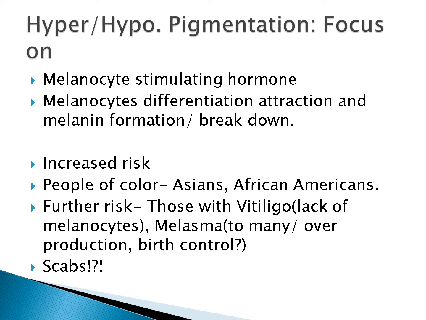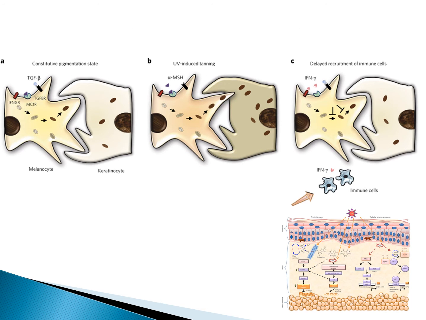Now let's look at some diagrams to show us more about that. So as you can see, this is the constitutive pigmentation state. So basically the state that you're typically in without any environmental pressure. You have transforming growth factor beta acting on certain receptors and then other components integrated into that allow the melanocyte to produce melanin and then transfer that into the keratinocytes, which then dyes them.